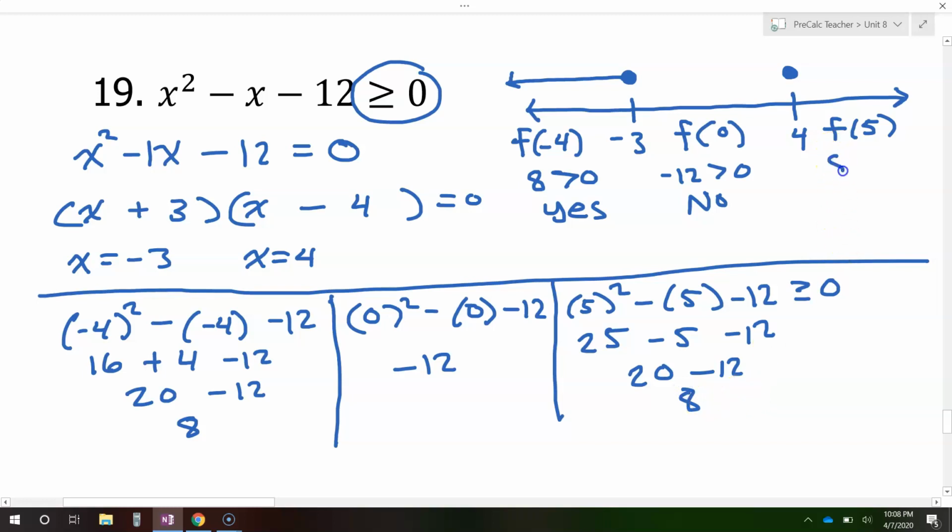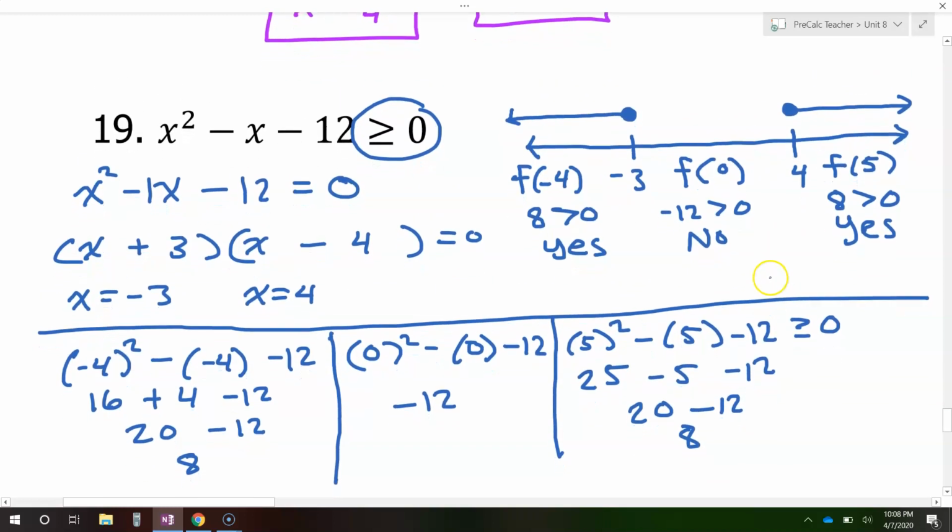So the question is, is 8 greater than or equal to 0? And the answer is yes. It is greater than 0. So that means 5 is a solution, which means that everything in this interval is a solution. And I will show that by putting an arrow right here.